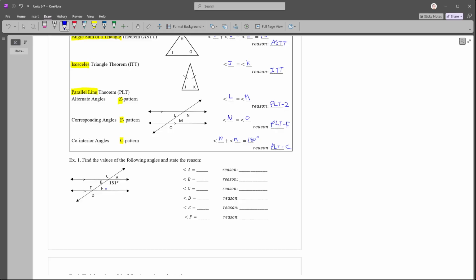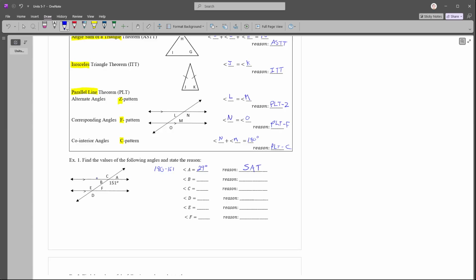Some of these can be solved with more than one rule, but let's start with angle A. What rule can we apply? Well, we have a straight line, and then we have a line that goes through it. So angle A plus the 151 will give us 180 degrees. That's the supplementary angle theorem, the SAT. So angle A is going to be 180 minus 151, which is equal to 29 degrees. This is the supplementary angle theorem.